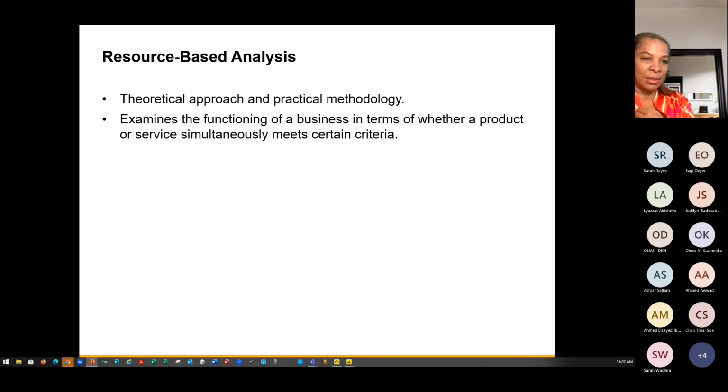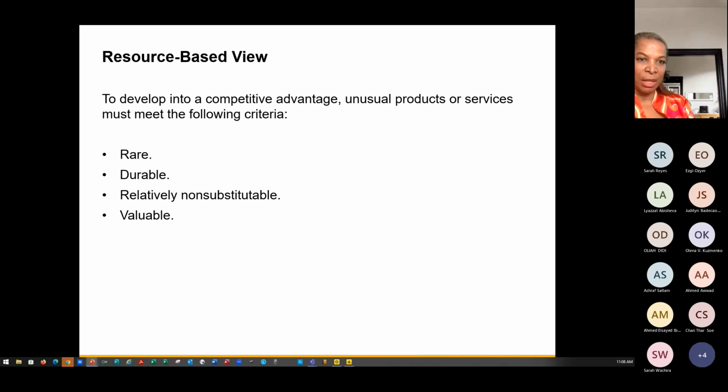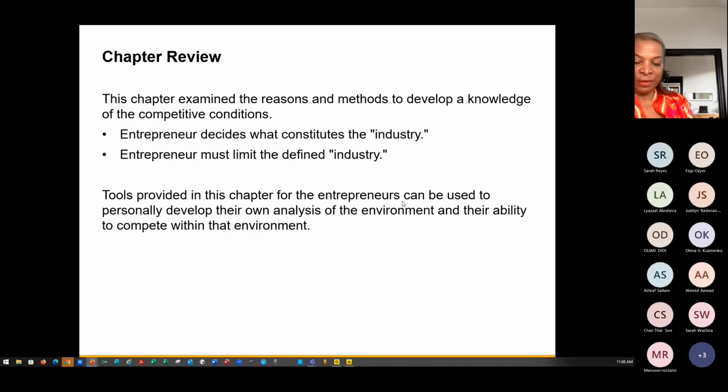Okay. If you look at resource-based analysis, it's where you have a product or service that how it functions is better or different than how your competition uses it. And I'll show you an example. So you have an unusual product or service that is rare, that's durable, that you can't find a substitute for, and is valuable. So this is how you look at your product or service. It's rare, it's durable, there is no substitute for it or very little substitute for it, and it's very valuable. So this is how you can look at your product. Okay, so that is the end of chapter 4.